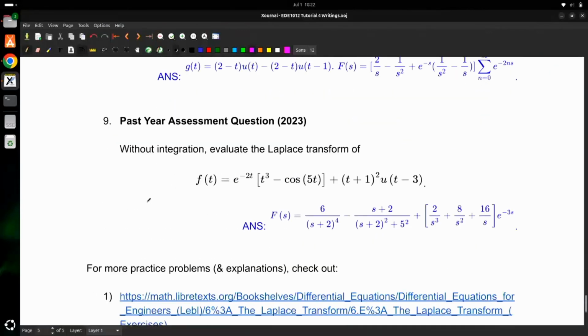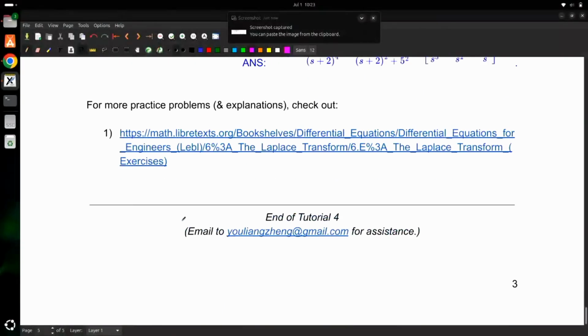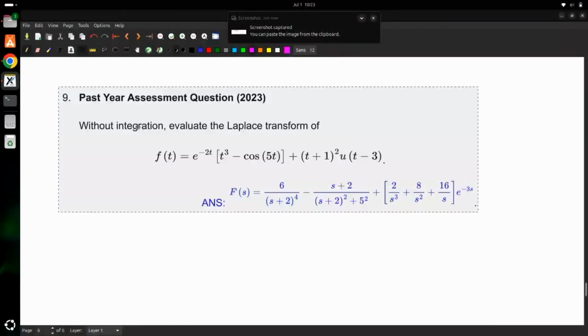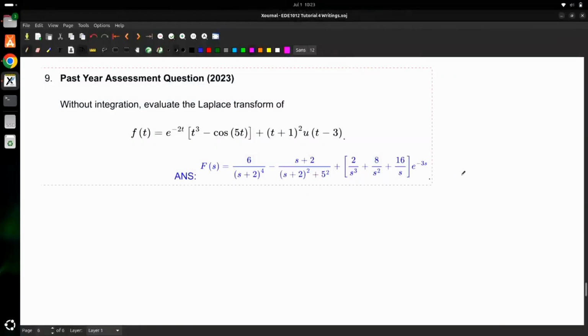Okay, last question, which is the past year assessment question. So this one, I think I no need to do, right? I can do. Okay, maybe I mark attendance first. You DIY first a little bit, then I'll go through in a bit.